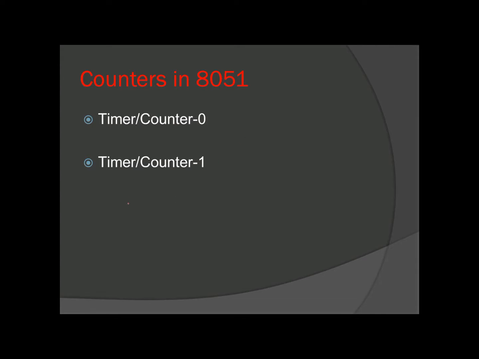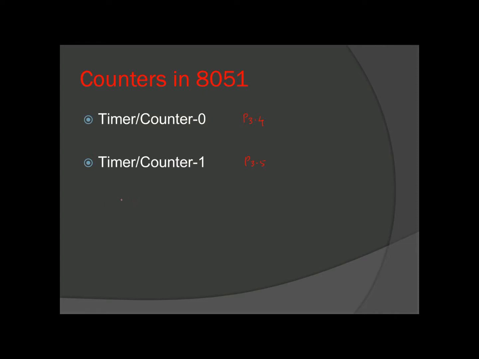Counters are used to count the number of pulses applied to the respective pins. In case of counter 0, the external pin is pin P3.4 of 8051, whereas for counter 1, the pin is P3.5. Using counter 0 and counter 1, we'll count the number of pulses applied to pin P3.4 and P3.5. So how to do this?